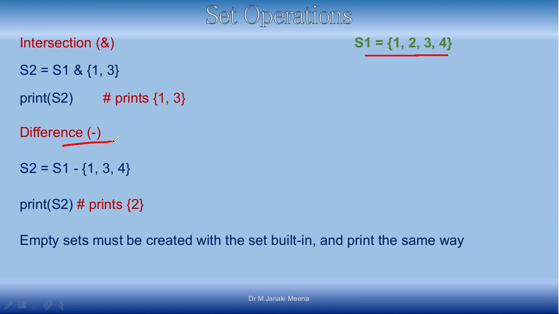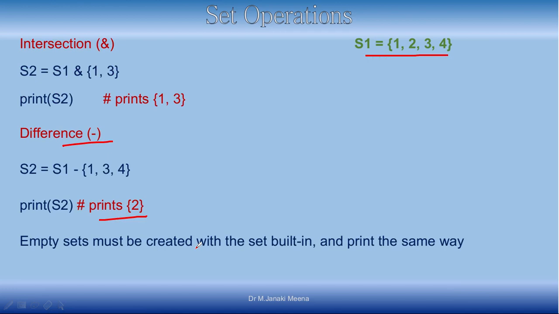And next is the difference operation, right? Set difference. So when I say S1 minus this one, it will print all elements in S1 which are not present in the set 1, 3, 4, right? So S1 is 1, 2, 3, 4. So minus 1, 3, 4 will print 2. Okay, we will get 2, and empty sets must be created with the built-in and printed the same way that we have already seen.